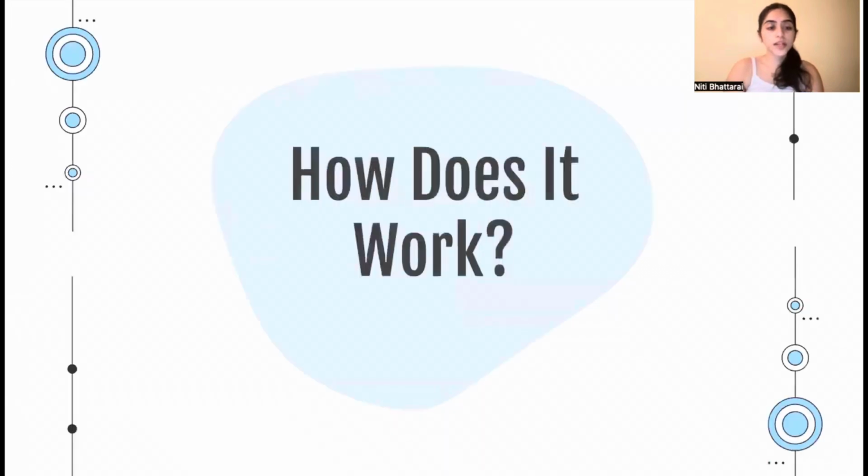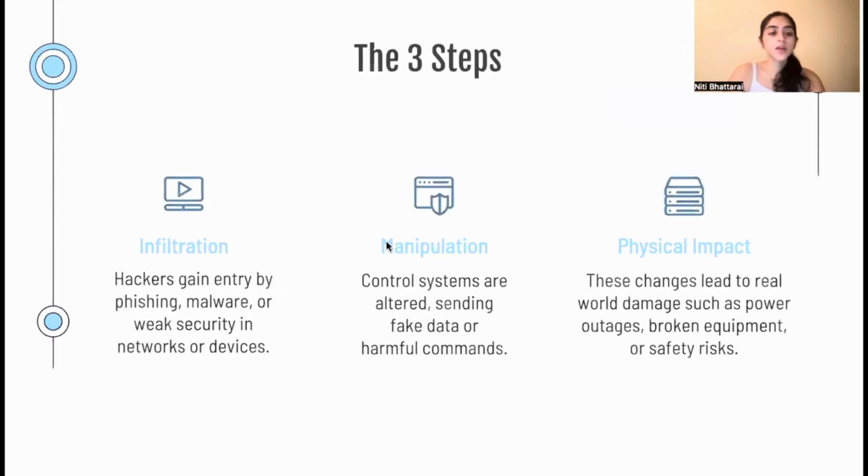So, the first thing I'll be talking about is how do they work? Cyber physical attacks work essentially by going from the digital world into the real one. With this, there are three main steps involved. As you can see, these are the three steps in order.